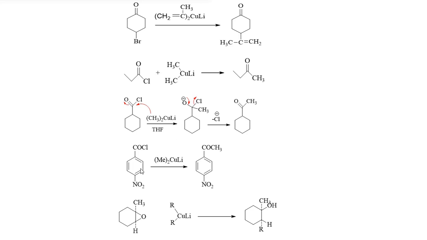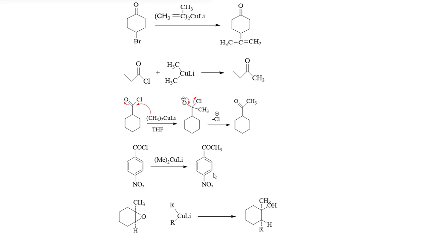Another example is this. It is acid chloride, paranitro-benzoyl chloride, which on treating with lithium dimethyl cuprate, we get the corresponding ketone, paranitro-acetophenone.